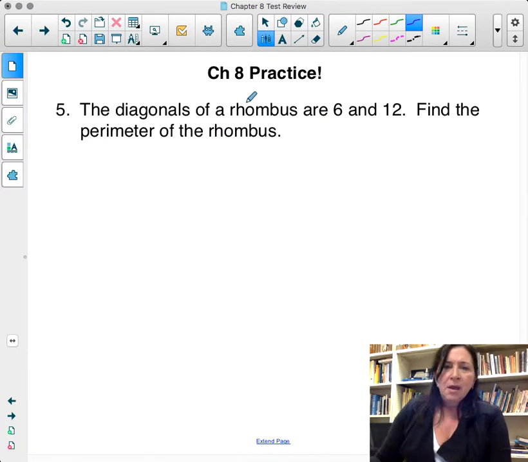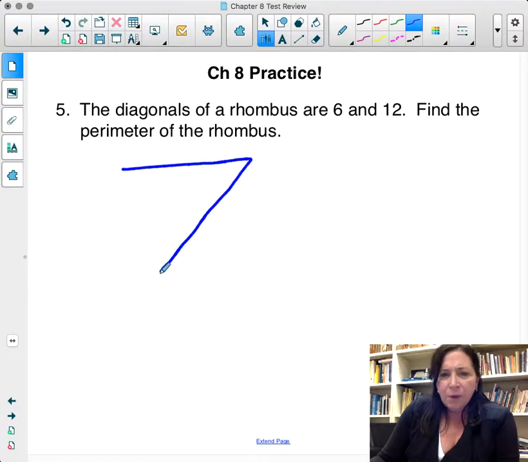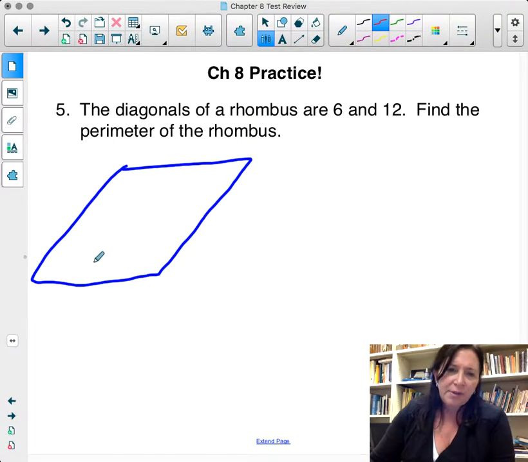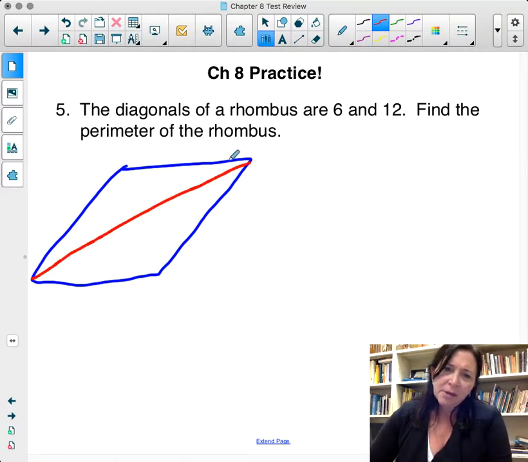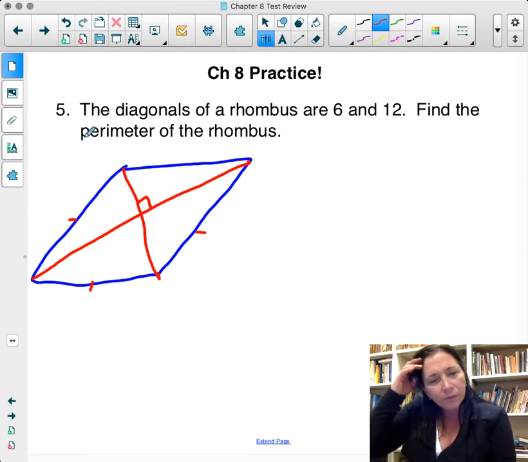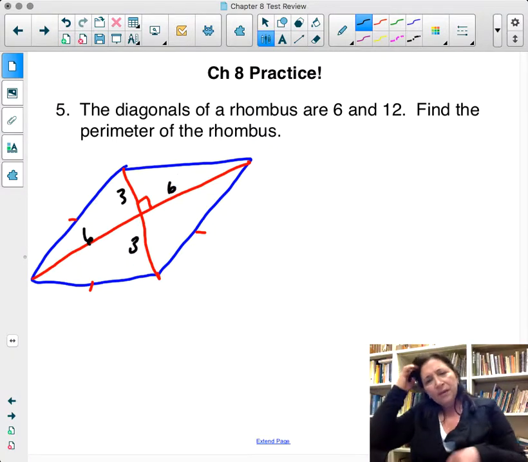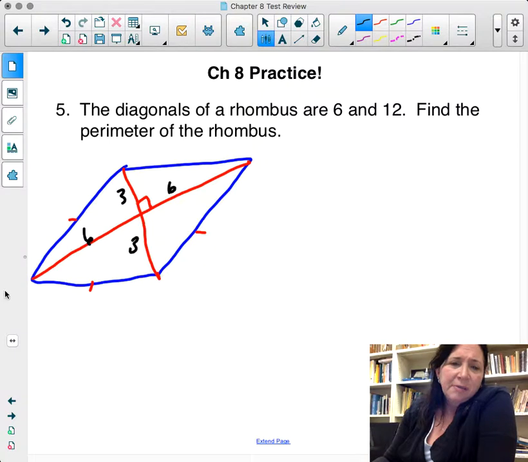All right, cool. The diagonals of a rhombus are 6 and 12. So you know about a rhombus. A rhombus has 4 congruent sides. A rhombus has superpowers with diagonals because the diagonals form right angles here. So we have 4 congruent sides, check. Diagonals are bisected, diagonals are perpendicular. So it told me that my diagonals are 6 and 12. So that means that this value right here is going to be 3 and 3, and that'll be 6 and 6.